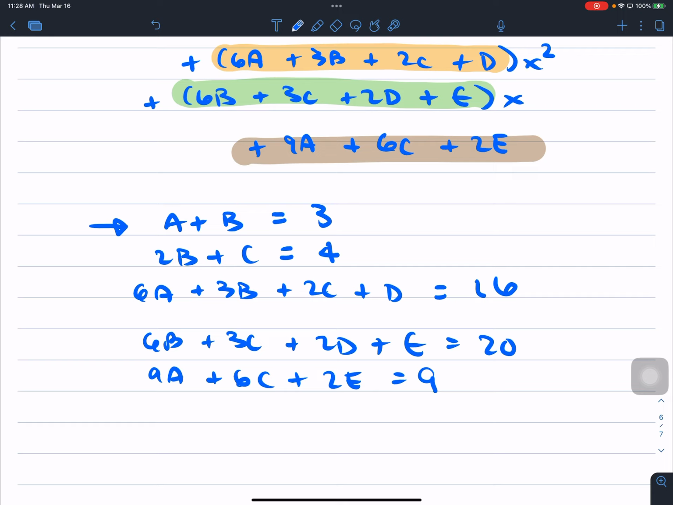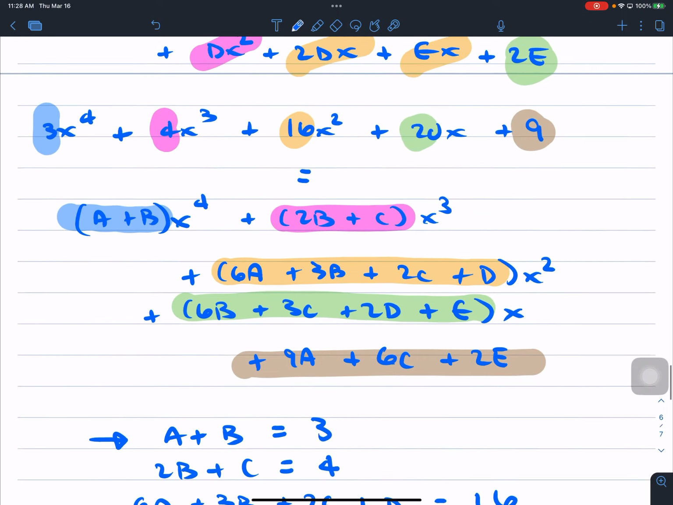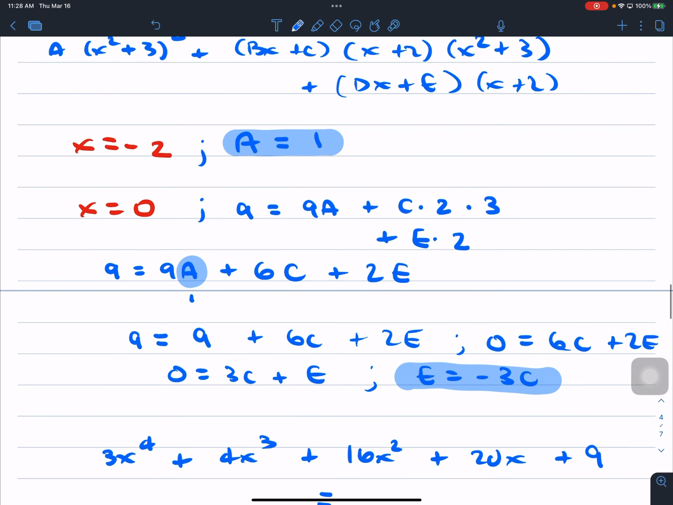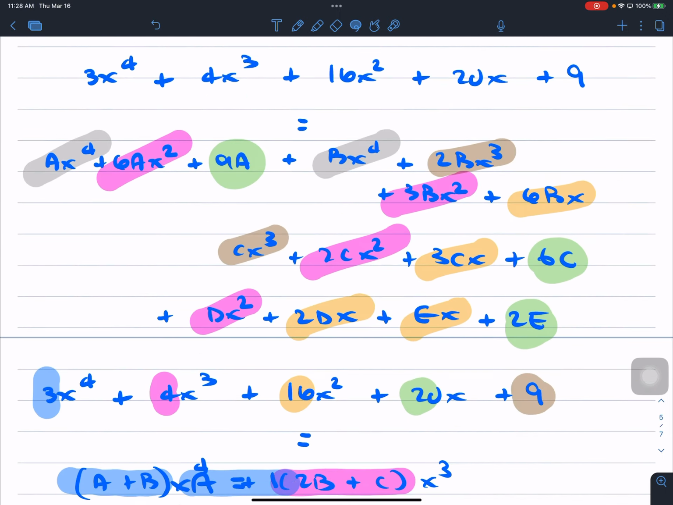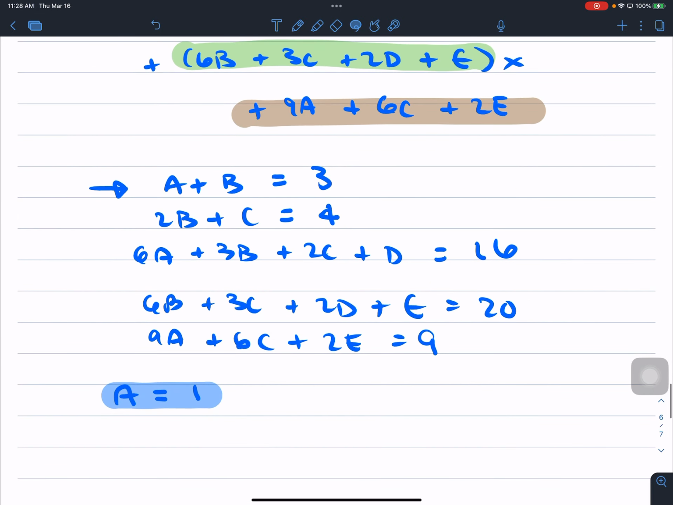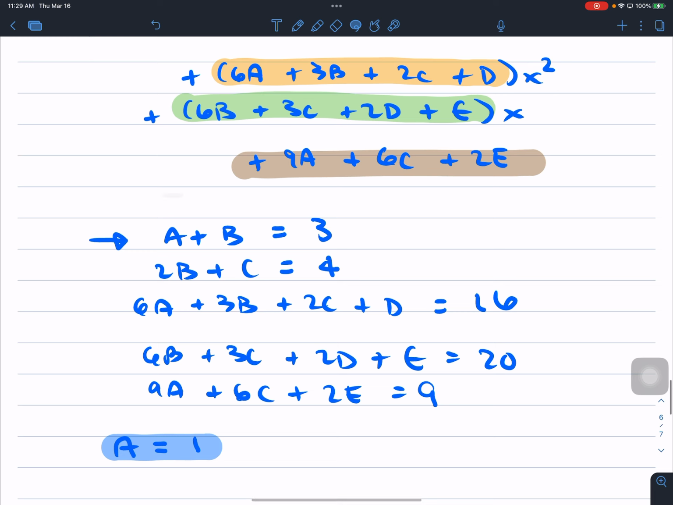Okay, and you go, oh my God, what does all this mean? Well, what was A to begin with? What do you guys know? Go back over here. A is 1, and E is minus 3C. So I'm going to put here, A is 1, and so notice if A is 1, what does that mean?